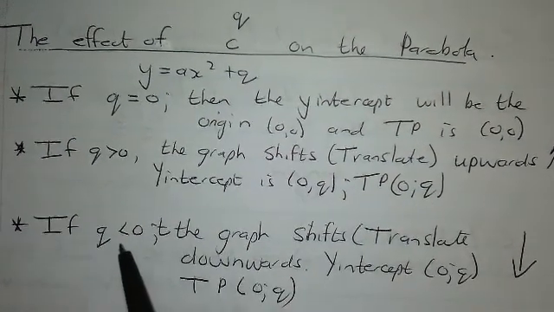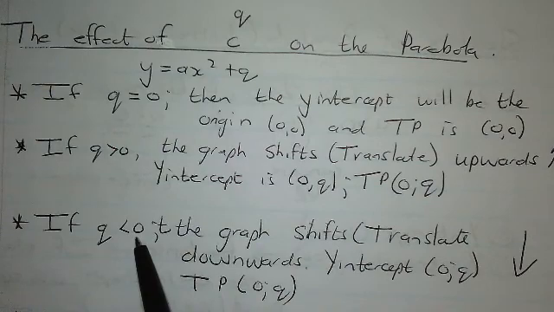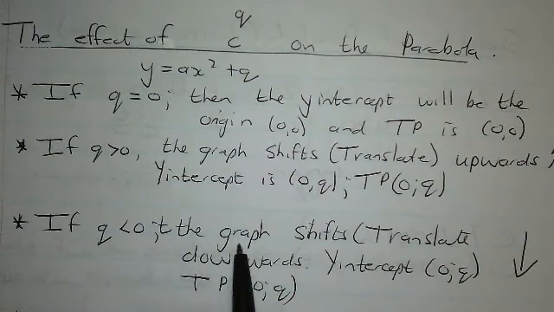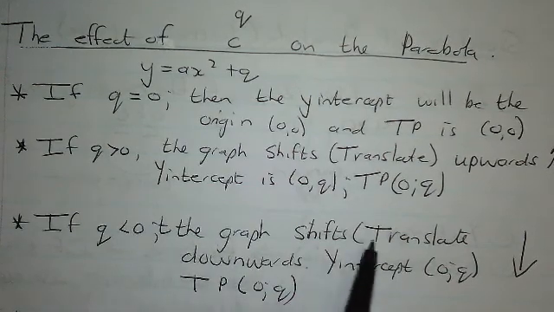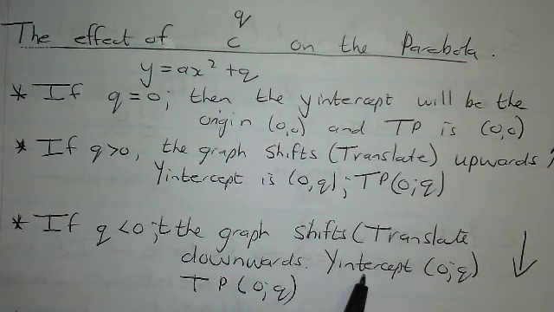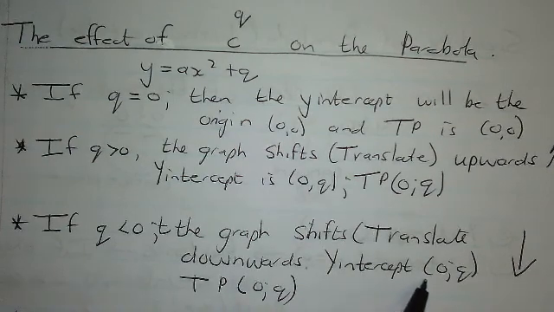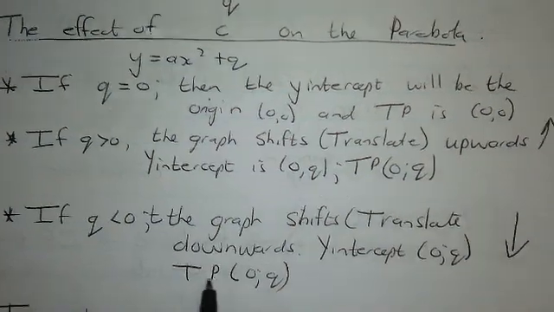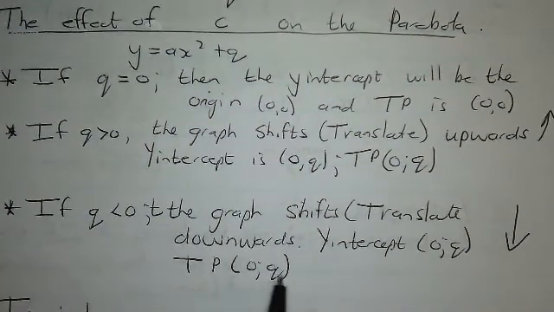If the Q is less than 0, that means a negative value, -1, -2, -0.5, any negative value, then the graph shifts or is translated downwards. So the y-intercept is then again (0; Q), and the turning point will be exactly the same.